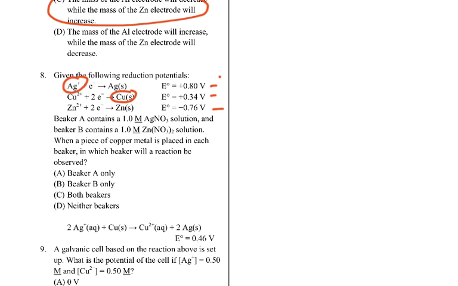So copper metal would react with a silver solution. It would not react with a zinc solution. That's not going to happen. And it wouldn't react with a copper solution. So we're looking for copper mixing with silver. And that would be beaker A, silver solution with the copper metal. And that's the only one that's going to happen. So that's going to be answer A, beaker A.